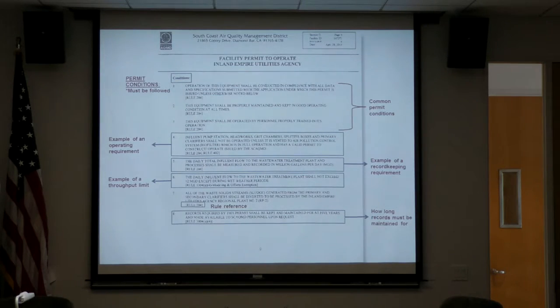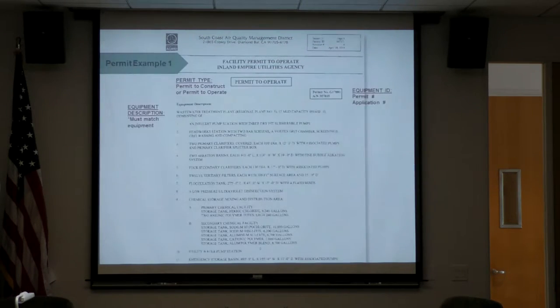So this is the second page. Can you go back one slide? Let's see here. 9A. Two anode polymer totes, each 260 gallons. Does that mean we have to have that on site?